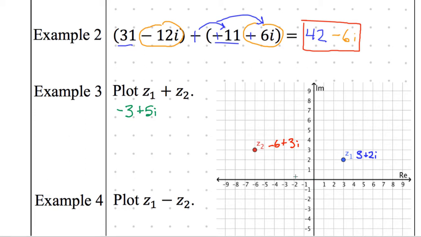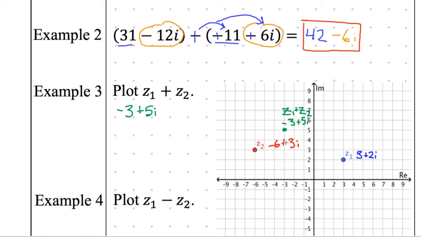So negative 3, 1, 2, 3, and then I go 5 in the imaginary, 1, 2, 3, 4, 5. This point right here, there's my negative 3 plus 5i. So that is Z1 plus Z2. I can either label it like this, or I could label it like Z1 plus Z2. And I'll do a little slashes so you know that they're Z's.